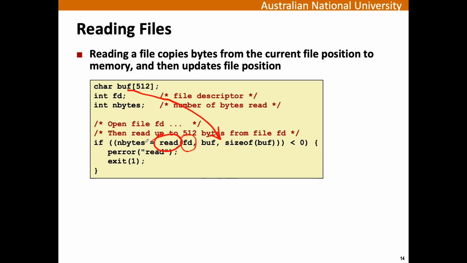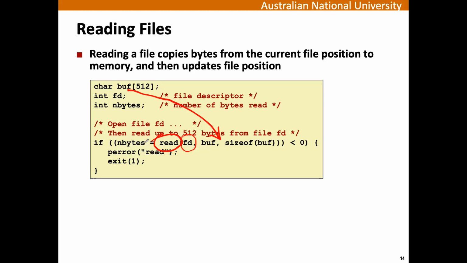So, three arguments. Which file do you want to read from? Now you don't want to give the path name, that's too cumbersome. You already opened the file using the relative or absolute path name. Now you have a descriptor, and you should use the descriptor for all subsequent operations on the file. Here we are trying to read 512 bytes from the file, which is on disk.